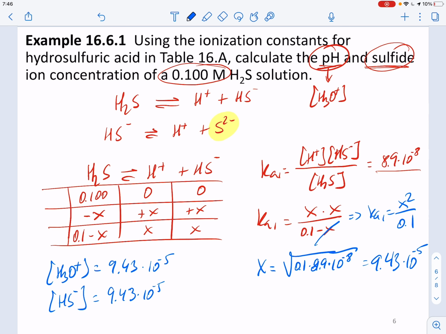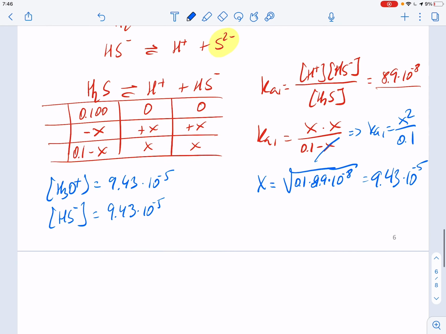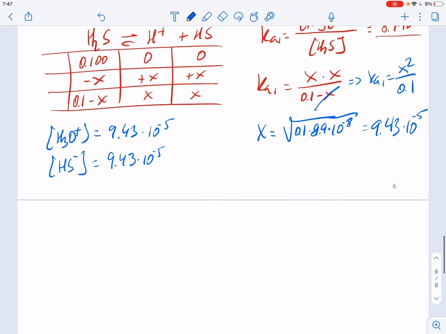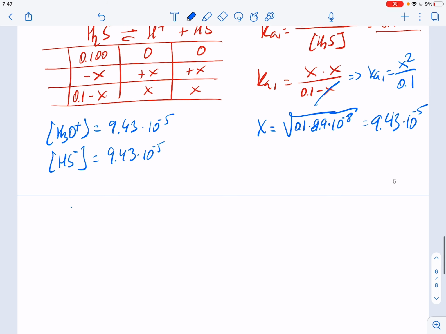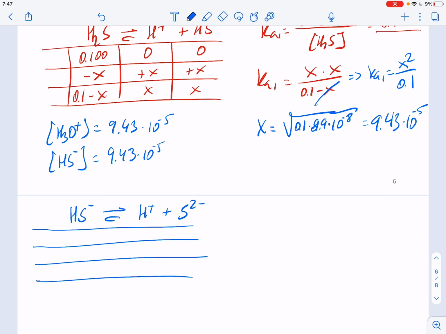Okay? So if we move into the second step, because we are not done yet, we have to continue working on our ICE table. So the ICE table for the second step, if we rewrite our equation, goes like this: HS minus goes to H plus S2 minus. So our ICE table now is going to look something like this, and this is where you have to be careful if you're working with polyprotic acids. Now, what is the initial concentration of HS minus, this one over here?